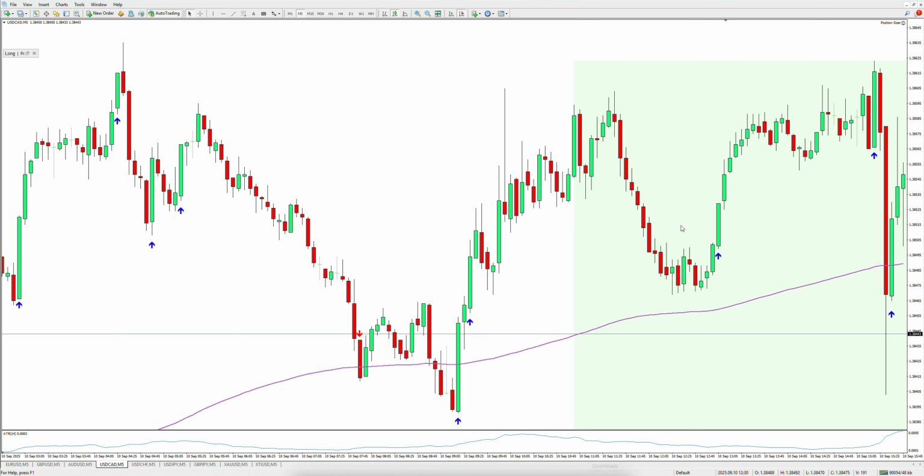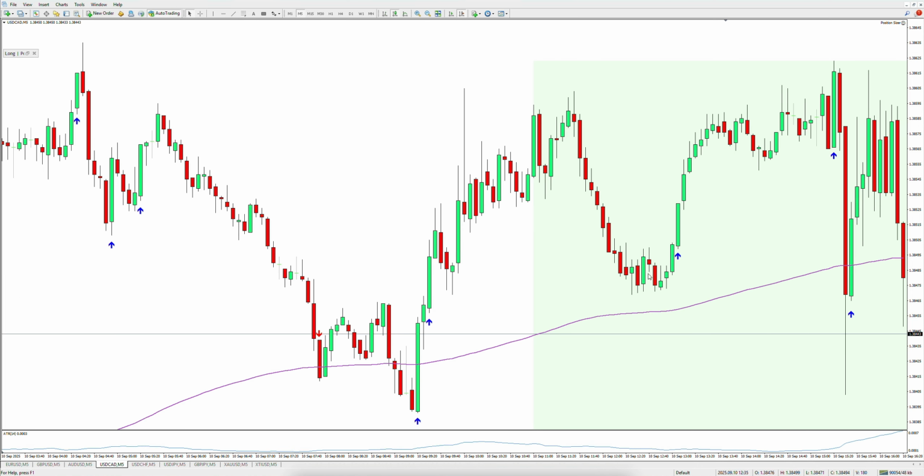I'll go back to my own chart. So as you can see, price closed within the zone here. We'll mark out the zone on this.